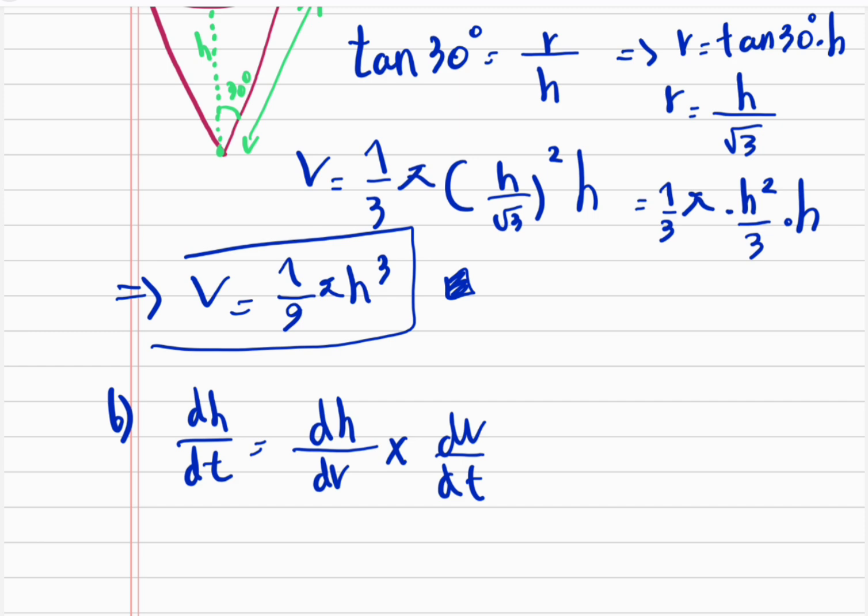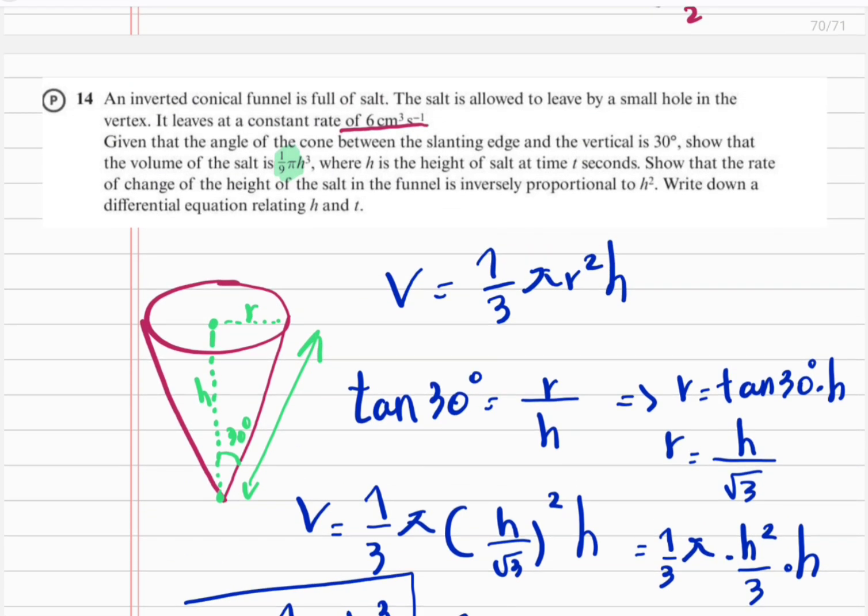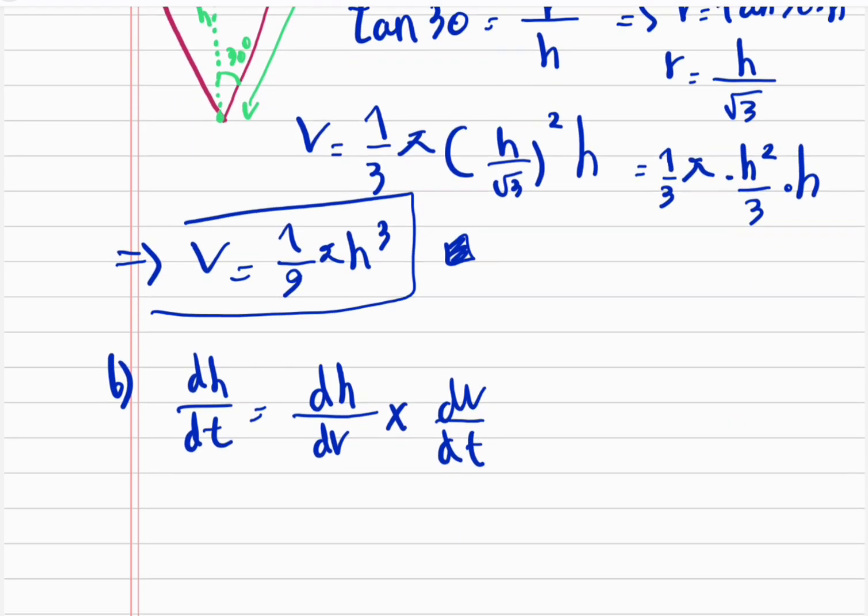Okay, but before solving this, there is something that we need to remember, and that goes back to the second line in this question, which says the salt is allowed to leave by a small hole in the vertex. It leaves at a constant rate of 6 centimeters cubed per second. So it's basically telling us that dv by dt is equal to -6, because that's the rate of change of the volume, and it's decreasing because it's outflow. So that's why we have -6, and dv by dt is going to be useful in this formula, as you can see.